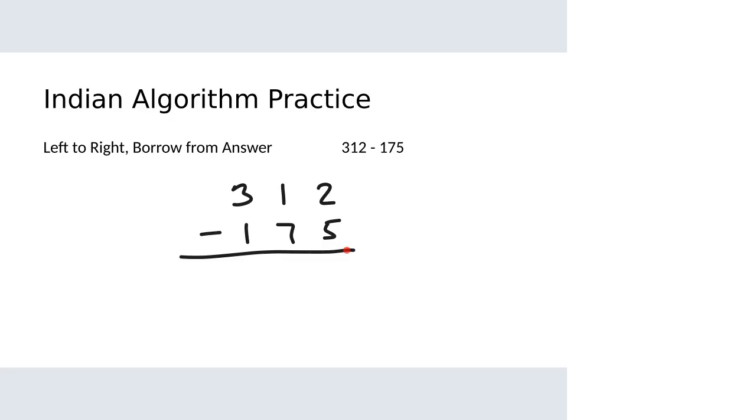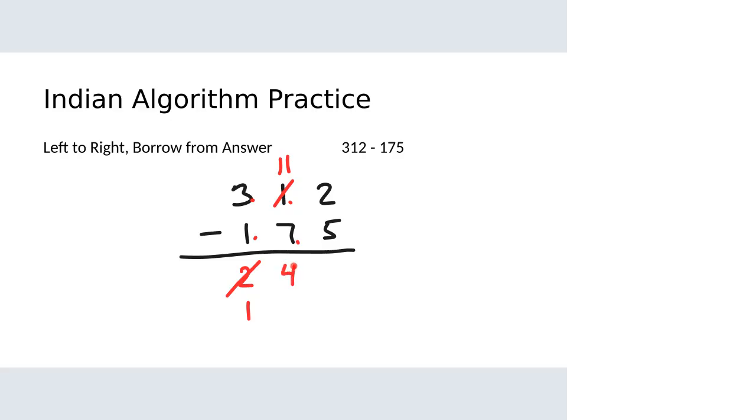All right, so for this algorithm, we go left to right. So 3 minus 1 is going to be 2, no problem there. And then I move over to the tens place, and I would like to do 1 minus 7, but I can't. I'm going to have to borrow. So I'm going to borrow 100 from the hundreds place, and I'm going to write that down as 10 tens in the tens place. So that number becomes 11. And then we'll do 11 minus 7 is 4.